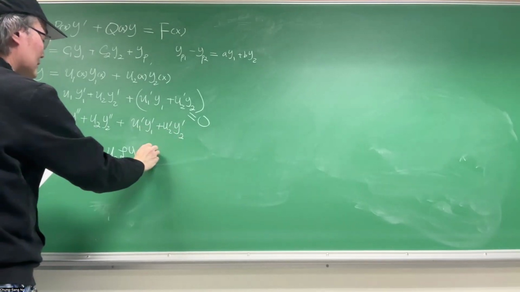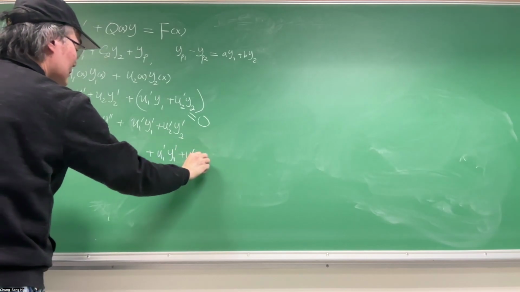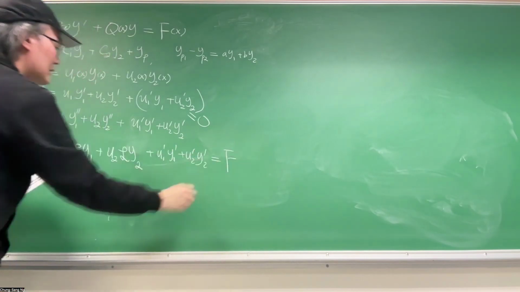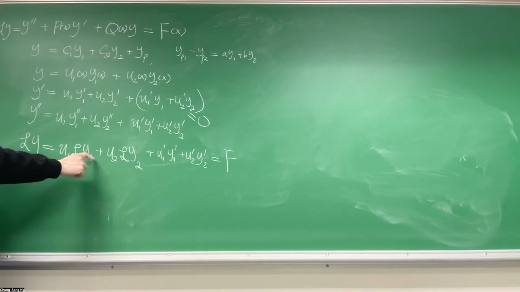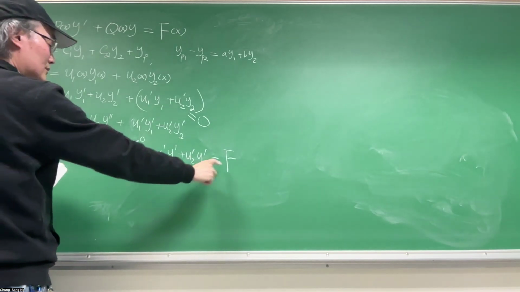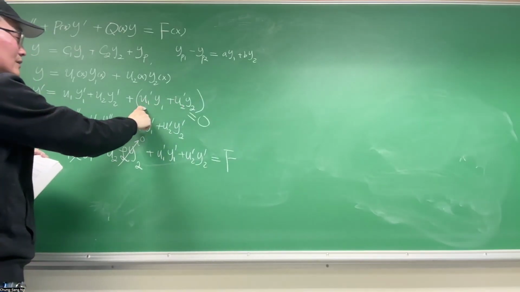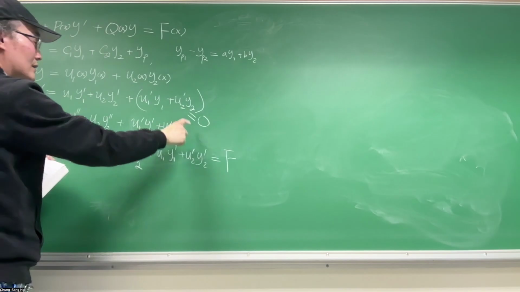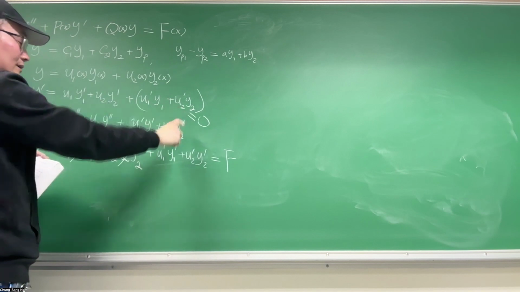And finally, you have these two terms equals to f. Right? And now you use the fact that these two are solutions of the homogeneous equation, so that is 0. So you require that these two add up to f. And combining with the other condition, you have two equations, this one and that one, for two unknowns, u1 prime and u2 prime, right?